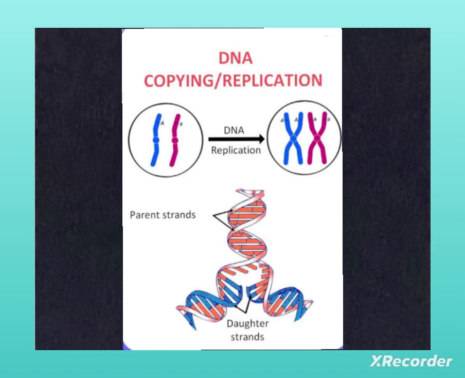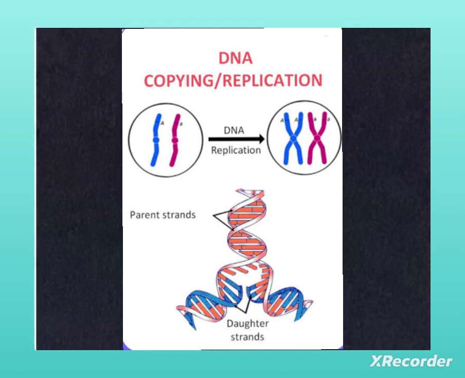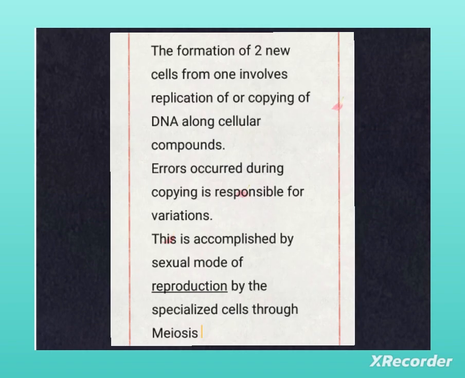DNA copying, also known as DNA replication, is the process of producing two identical copies of DNA from one original DNA molecule during cell division. The formation of two new cells from one involves replication or duplication or copying of DNA along with the cellular components. But DNA copying is not absolutely the same as the original, and the errors that occur here are responsible for variations in the new generations of organisms.